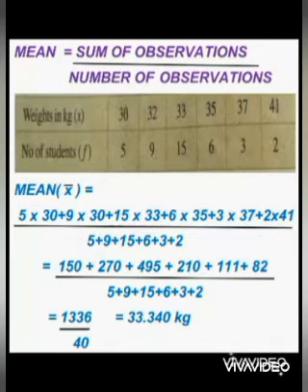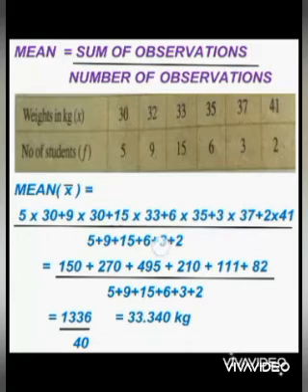So the sum of the weight of 15 students is what? 15 into 33, which is equal to 495. Similarly, you have to do like that, children: 6 into 35, 3 into 37, 2 into 41. Now what you have to do? The total sum of the frequencies gives the number of observations from the data. That means you have to add all these frequencies: 5 plus 9 plus 15 plus 6 plus 3 plus 2, which gives you the total number of observations.